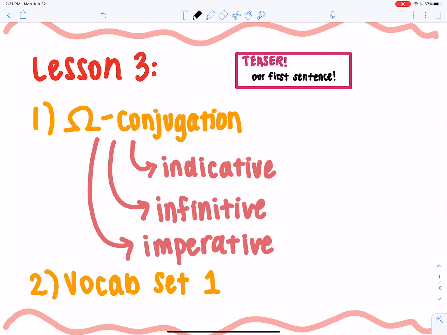And then, because in next week's lesson we'll be starting to learn first declension, our teaser at the end of this week's lesson will be translating a sentence with both a verb form that we've learned this week and a noun form we'll be learning next week. So, let's get into it.